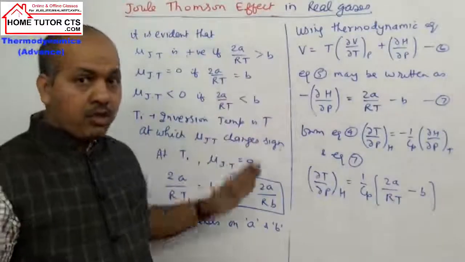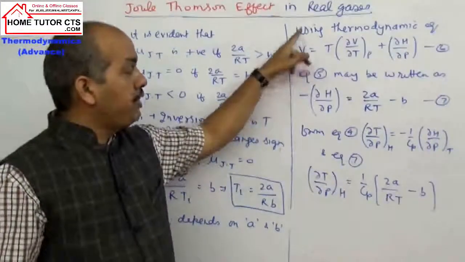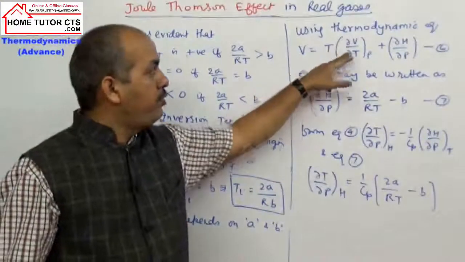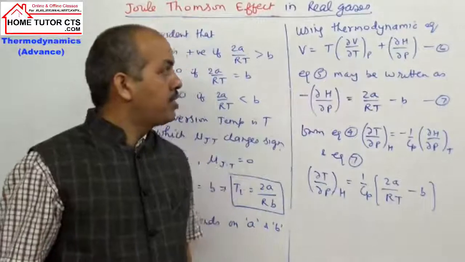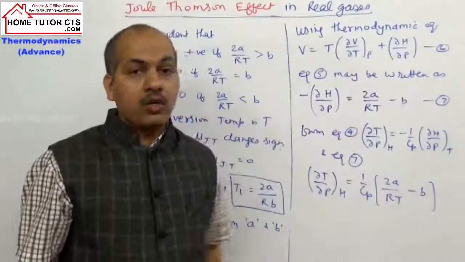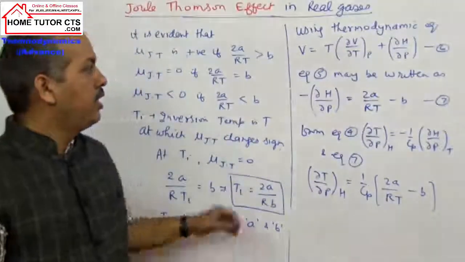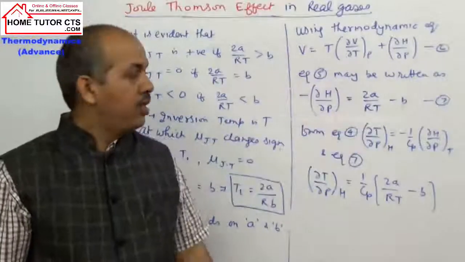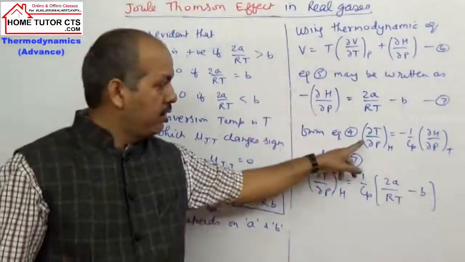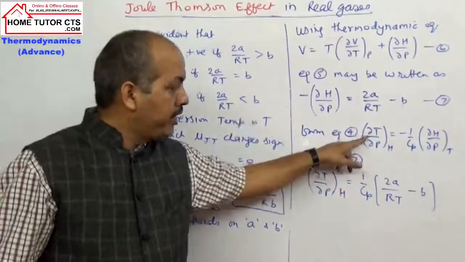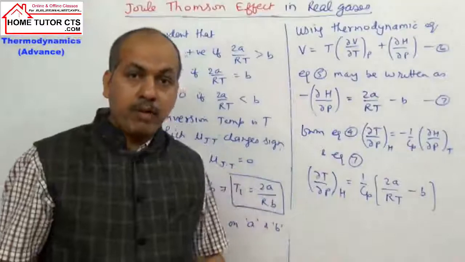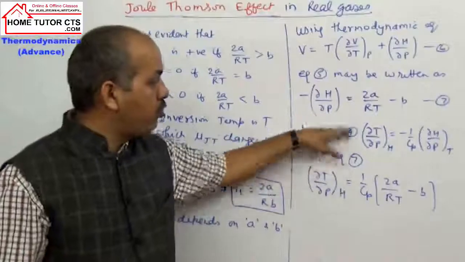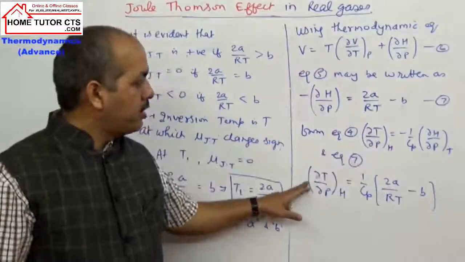Now after equation 5 we continue. We use one equation in thermodynamics: volume is equal to temperature times del V by del T at constant pressure plus del H by del P at constant temperature. This equation I can write as equation 6. And now equation 5 we can rearrange using this equation in this form. From equation 4 we taken earlier for Joule-Thomson effect, del T by del P at constant enthalpy is minus 1 by Cp times del H by del P at constant temperature, equation number 7. Using these two equations, we can write this expression in this form.